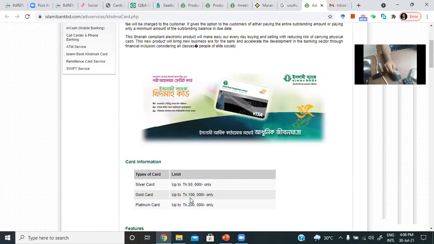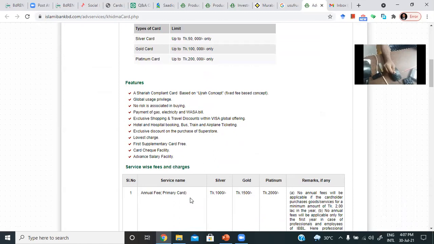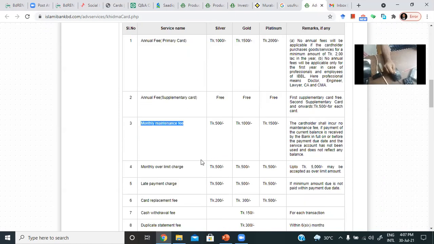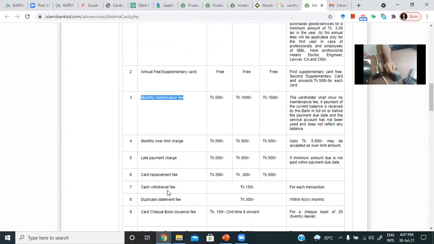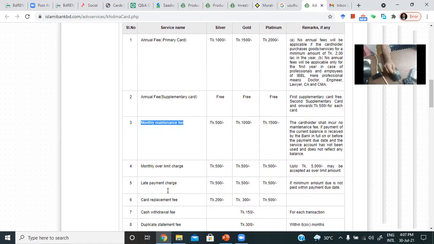So if you need a credit card and you want to avoid any kind of interest charges, an Islamic credit card can be an option for you, and you can still avoid the overdue payment by making your payment within the due date.